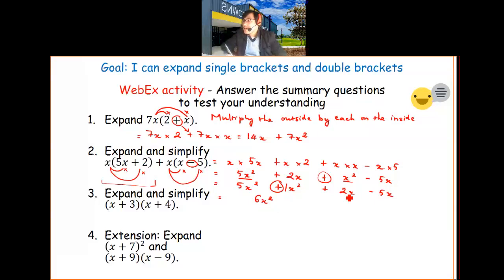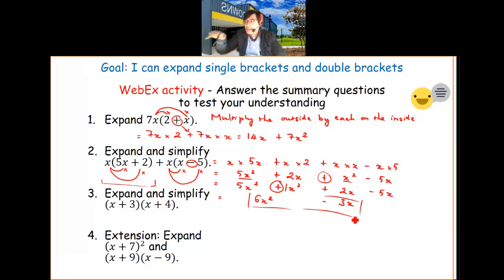And then here we have 2x minus 5x, right? So we do 2 minus 5. What is 2 minus 5? Now, 2 is smaller than 5. So if we have 2 minus 5, it's going to go into the negative. And this is going to give us an answer of minus 3, minus 3x. And here is our answer, 6x squared minus 3x.